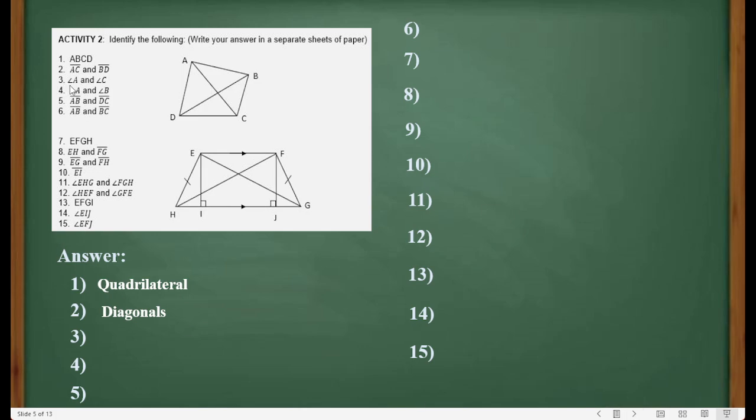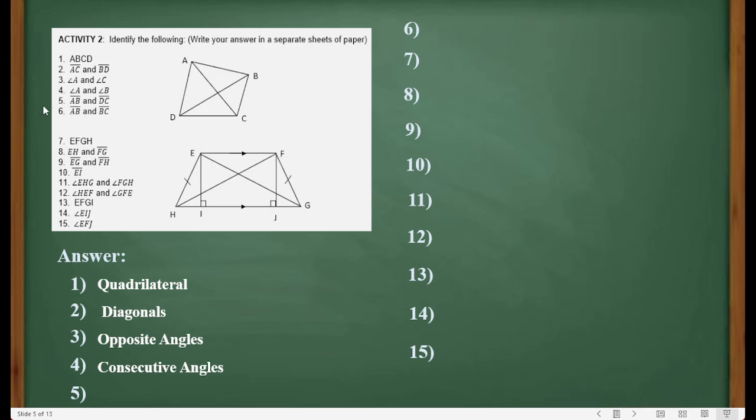Next, we have a pair of angles in number 3, angle A, together with angle C. What do we call this pair of angles? If your answer is opposite angles, that is correct. Number 4, another pair of angles, angle A and angle B. So angle B, angle A, the opening of this angle, and the opening of angle B. What type of angle pair do we have in number 4? We call these angles consecutive angles.